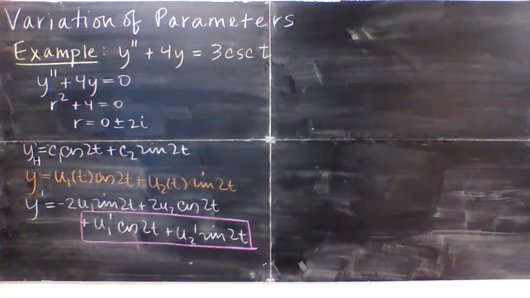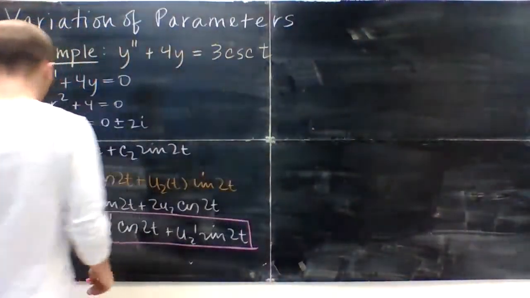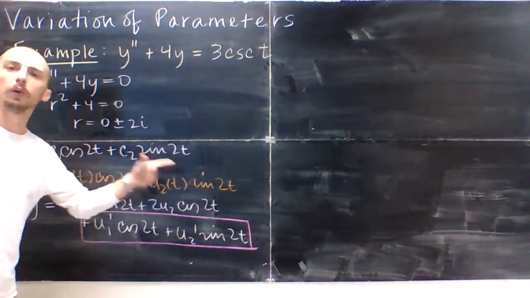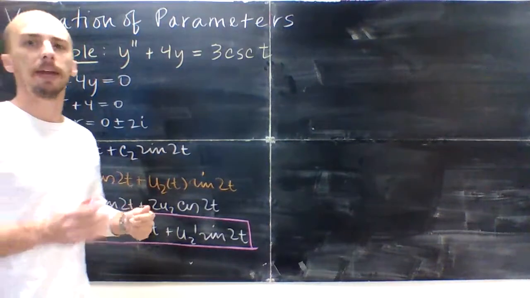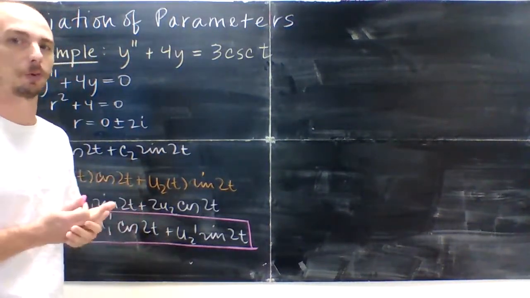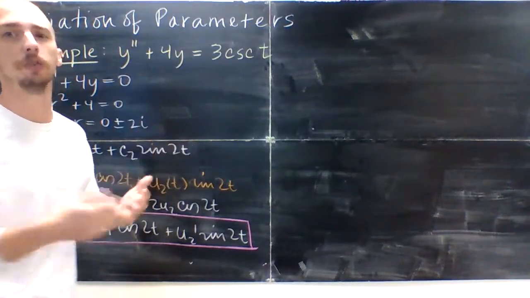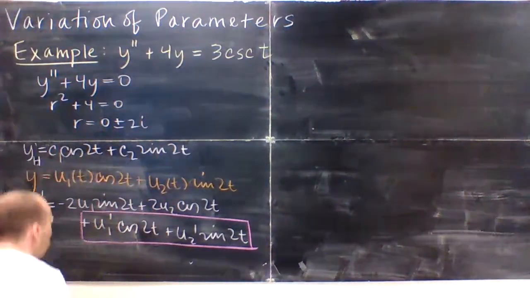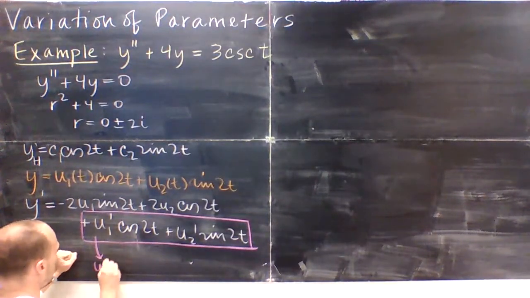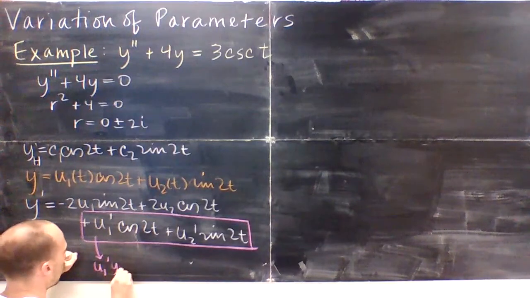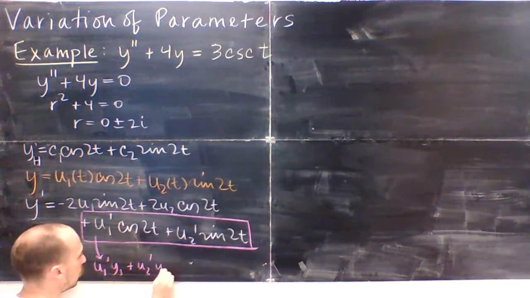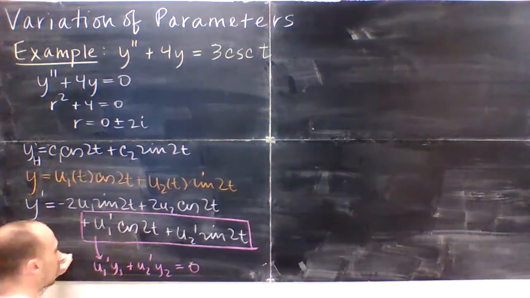Okay, so pretty much I was calling cosine of 2t and sine of 2t y1 and y2 respectively. Moving forward, I'm going to let y1 and y2 be the solutions to the corresponding homogeneous equation. And when I show you what happened in general, I'll be using the same language. All right, so I want to choose u1 prime y1 plus u2 prime y2 equals 0. That's going to be the first condition.